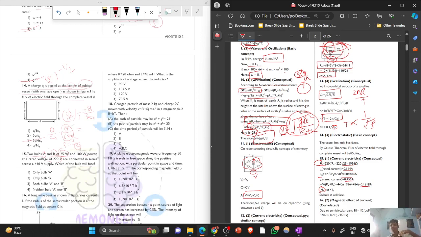If the total current is greater than the individual maximum current, then the bulb will fuse. As you can see here, the total current is greater than the current through the first bulb A, so it will be fused, but not bulb B. So A will be fused. Option A will be the correct answer. Now moving ahead.